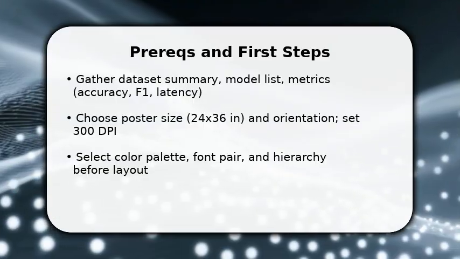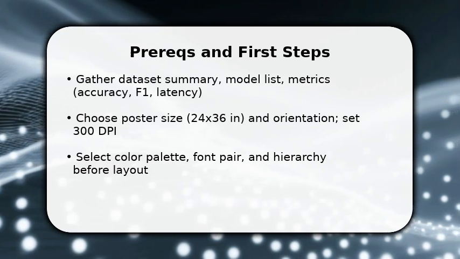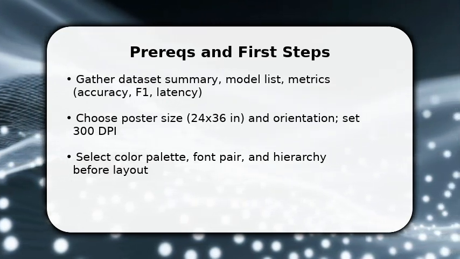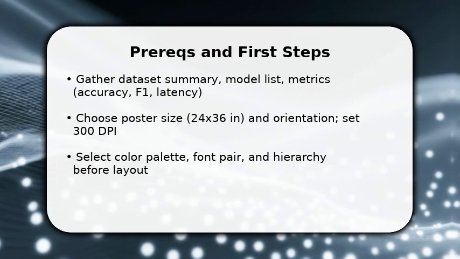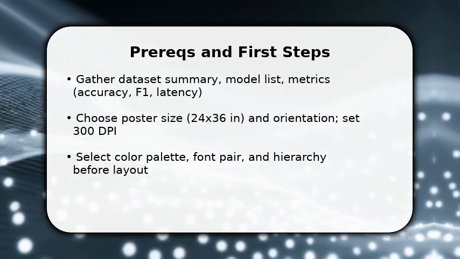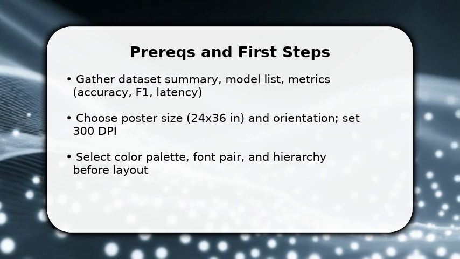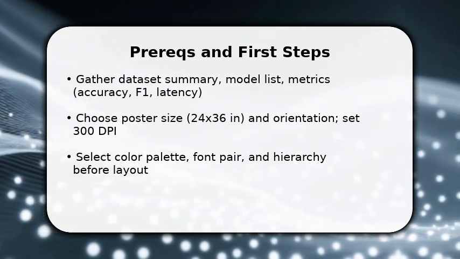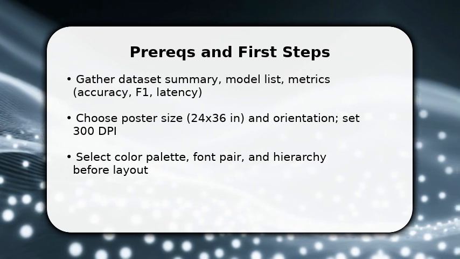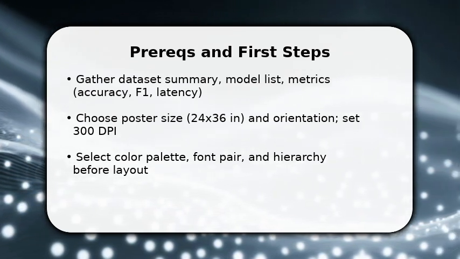You start by collecting core materials, dataset summary, leaderboard results, and key visuals. Once you have them, create a new 24x36-inch canvas at 300 dpi and set margins. Make sure to pick a concise title and establish font hierarchy so your audience scans easily.